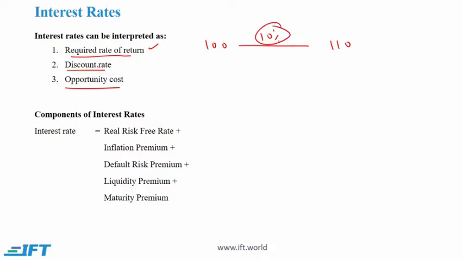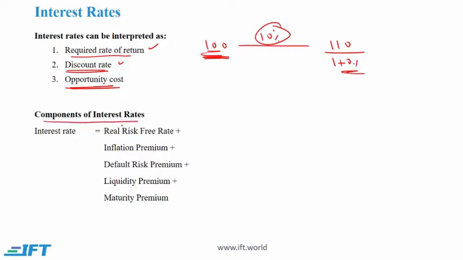We can also say that interest rates represent a discount rate. So if we take $110 after year 1 and discount this back at 10%, then we get 100. So therefore 10% is also a discount rate. Interest rates can also be thought of as an opportunity cost, because if you spend these $100 today, then you give up a 10% return.